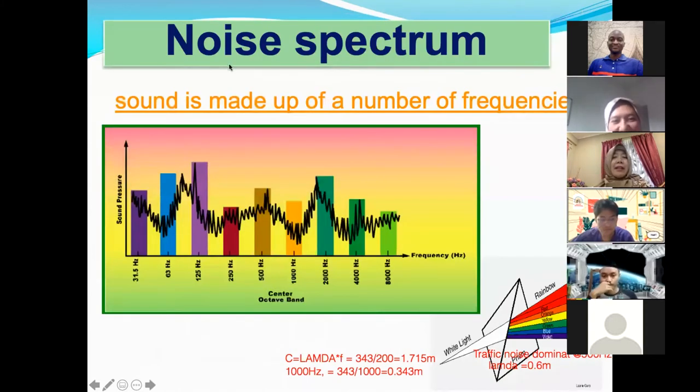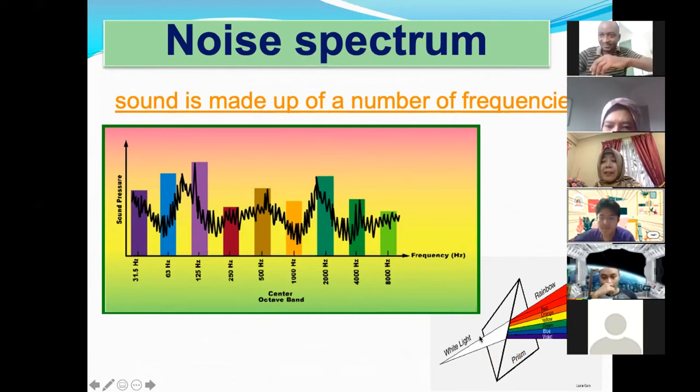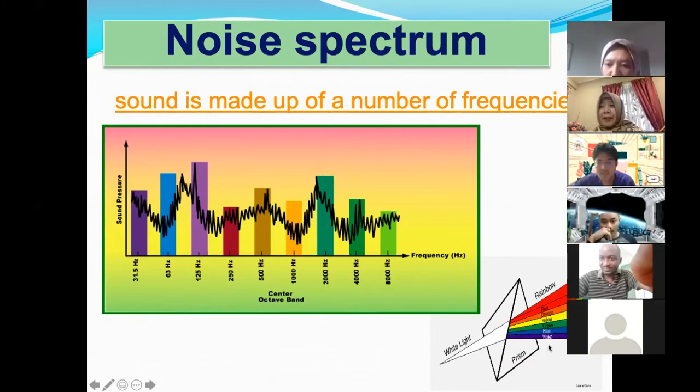Okay. Now, just now we talked about frequency. Remember last time in secondary school, you learned about prism, right? When you put a white light through it, it will produce a rainbow, right? So the concept of sound is the same as a prism. What you hear is a complex sound, but when you measure using the sound level meter, it is actually composed of a lot of frequencies.